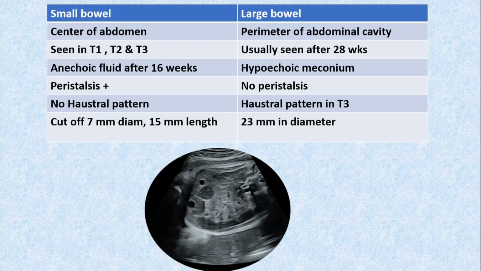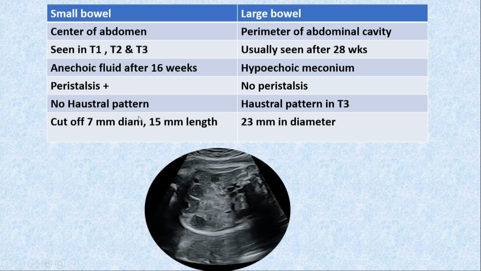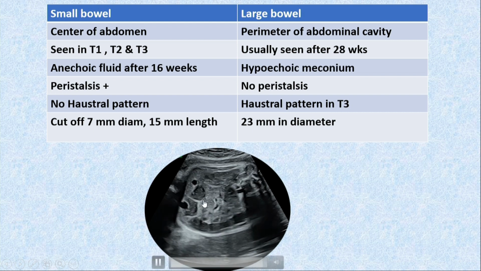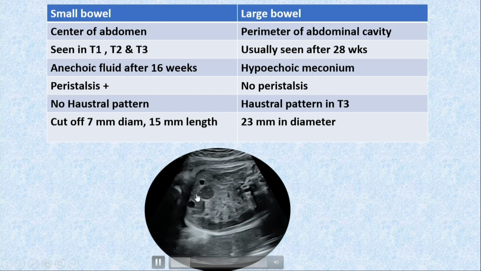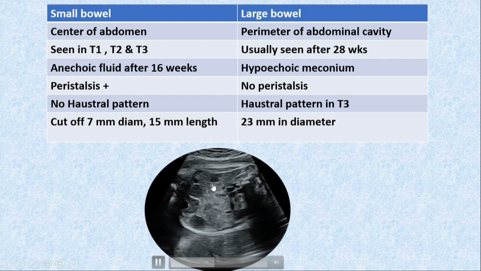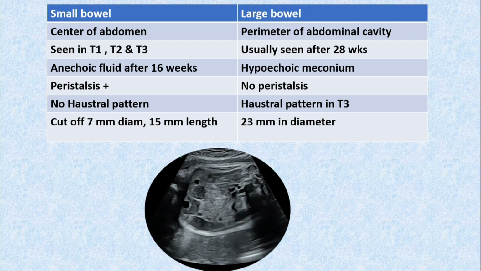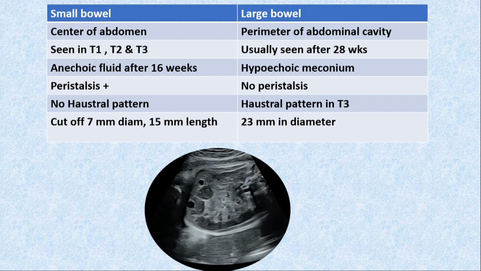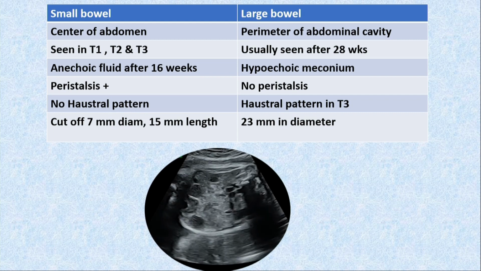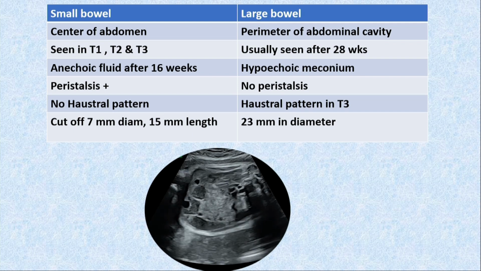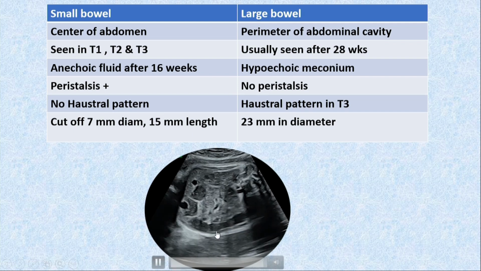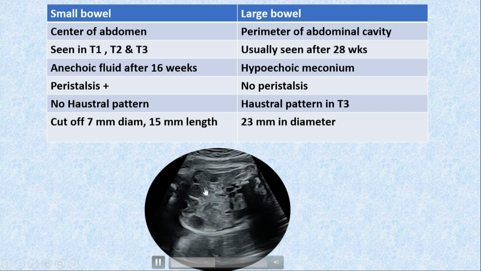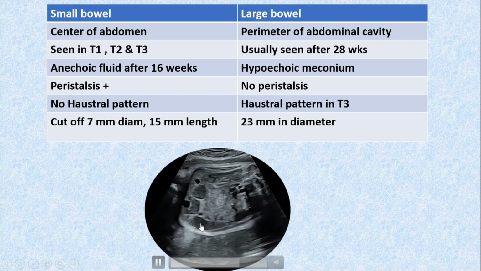Then how do we differentiate the small bowel and the large bowel? Small bowel, as you know, is slightly more echogenic than the liver, and it is usually in the central abdomen, while the large bowel is at the periphery of the abdomen. Small bowel is seen in all trimesters, large bowel is seen from 23-24 weeks onwards, but definitely after 28 weeks. Anechoic fluid is seen in the small bowel after 16 weeks of gestation. Peristalsis is there in the small bowel, but no haustral pattern, while the large bowel typically has hypoechoic meconium, with no peristalsis, and the haustral pattern is very clearly seen.